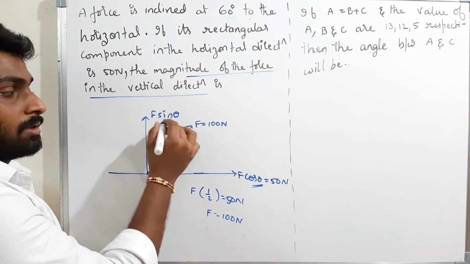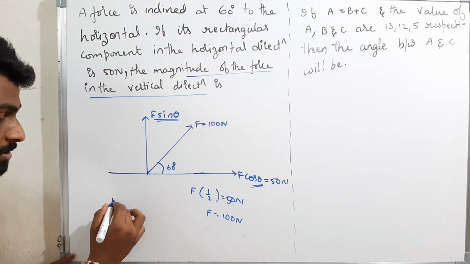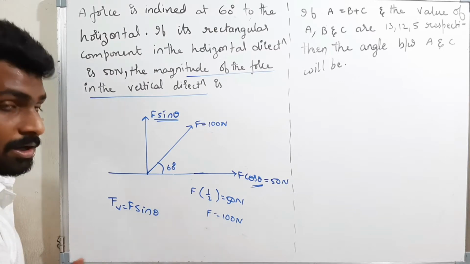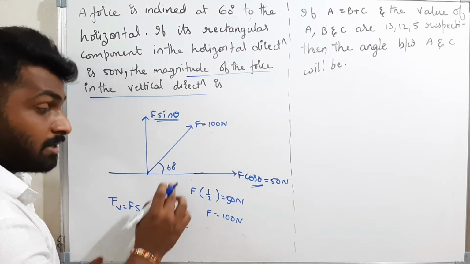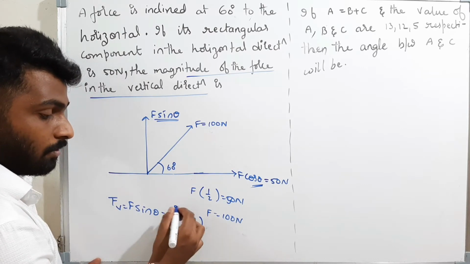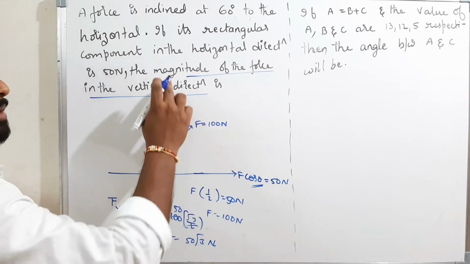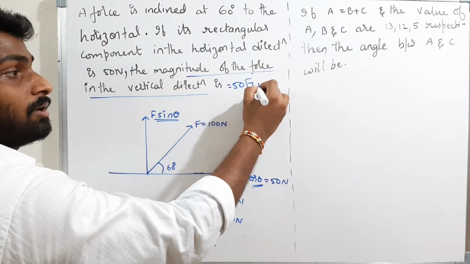Now we have to find F sin theta. Therefore the vertical component F vertical is F sin theta. F is 100 newtons, and sin 60 is root 3 by 2. Therefore 50 root 3 newtons. So the magnitude of the force in the vertical direction is 50 root 3 newtons.